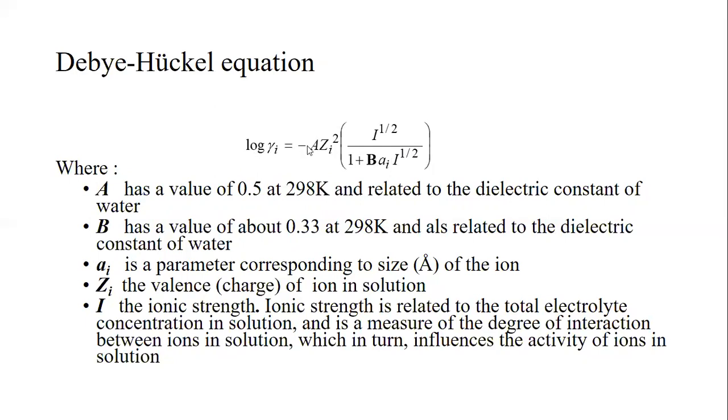A is a constant. It has a value of 0.5 at 298 Kelvin and is related to the dielectric constant of water.